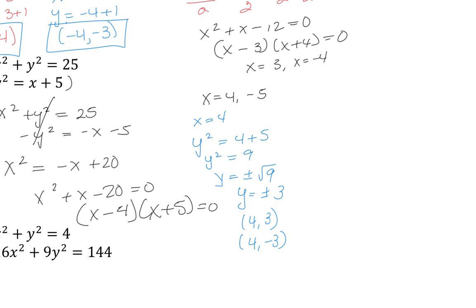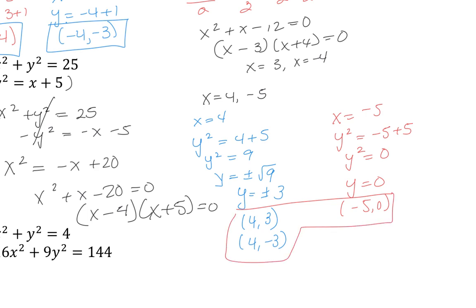And now I'm going to do x is equal to negative 5. And I have y squared is equal to negative 5 plus 5. So y squared is equal to 0. So y is equal to 0. So I have negative 5 comma 0. So this thing actually has 3 points of intersection.